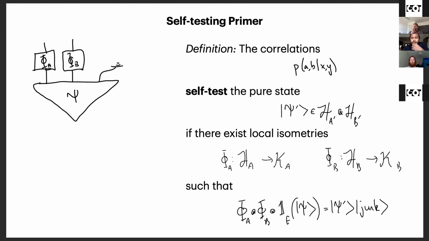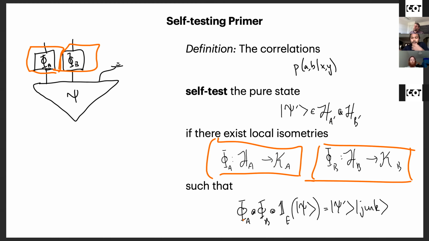Okay, so when we say that some statistics, some correlations that are observed in an experiment, self-test a pure state, we're saying that there exist local isometries on the local systems here, such that when I apply these local isometries, phi A and phi B, to the shared state, I get my target state here, psi prime, and some junk, some stuff that's left over on the side.